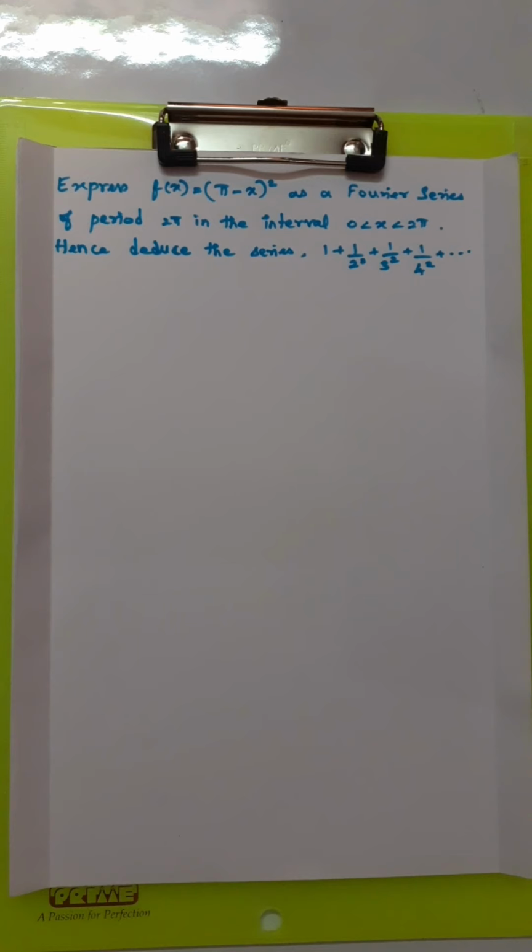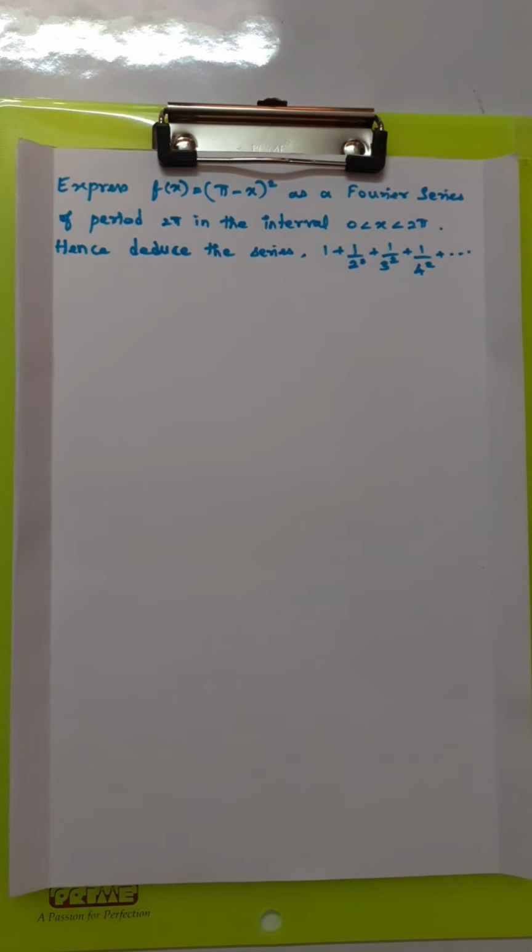Today let us discuss a problem from Fourier Series from the unit TPDE. Question is, express f of x is equal to pi minus x the whole square as a Fourier series of period 2 pi in the interval 0 less than x less than 2 pi. Hence deduce the series 1 plus 1 by 2 square plus 1 by 3 square etc. It goes on. Right. So question is to find Fourier series.